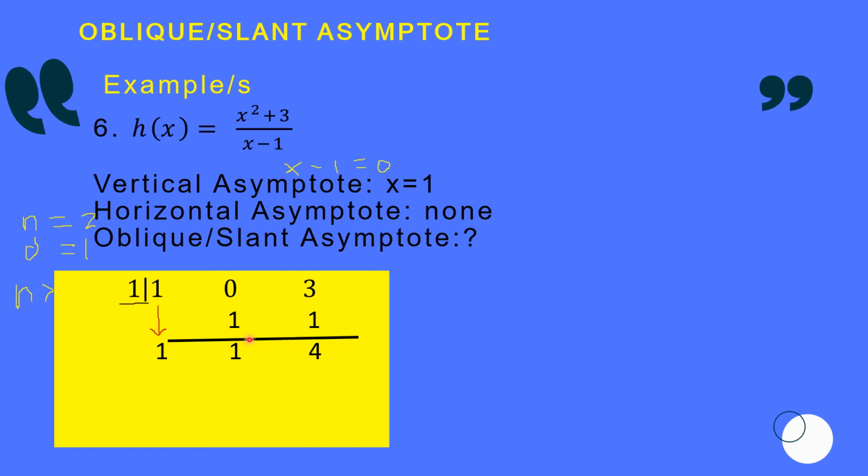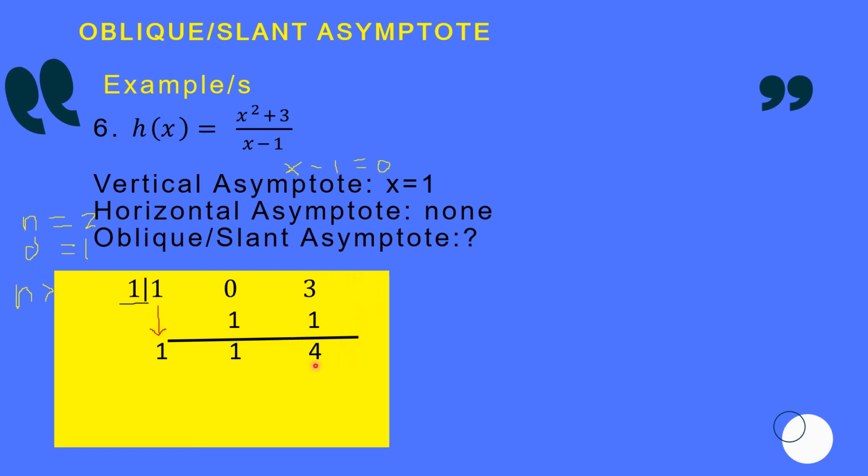Okay, 1 times 1. That is 1. Since pareha sila na positive, i-add mo yan. 0 plus 1 is equal to 1. And then 1 times 1 again. Your answer is in the third column. It is 1. And then, parehas ulit silang positive, i-add mo yan. So, 3 plus 1 is equal to 4.